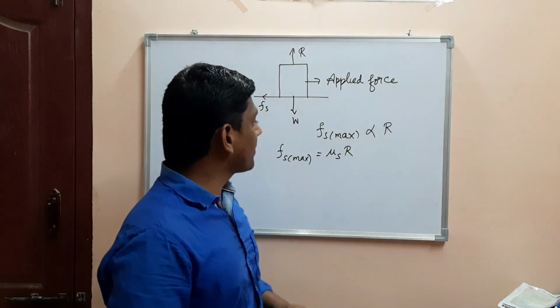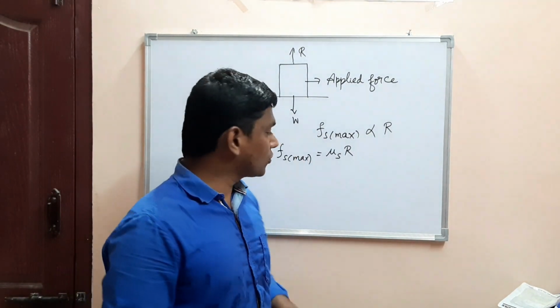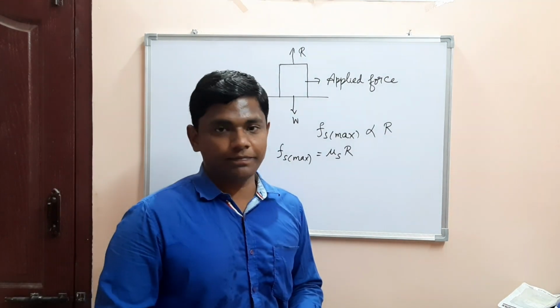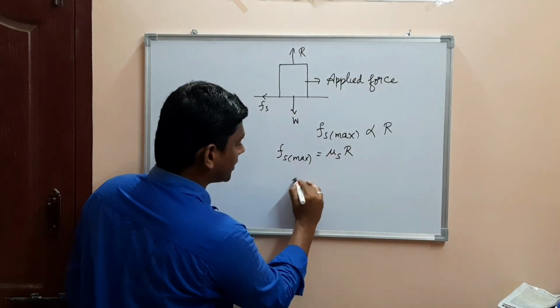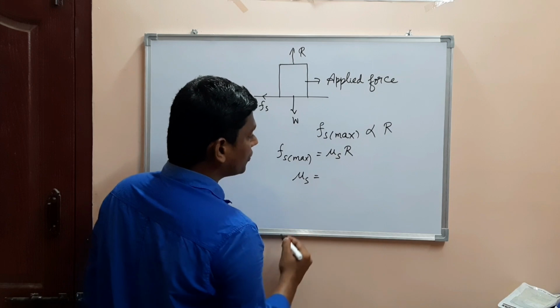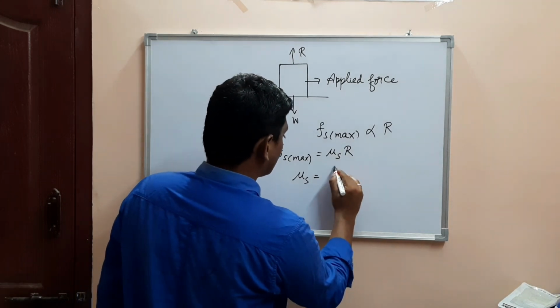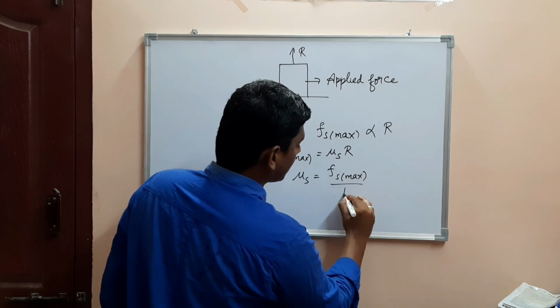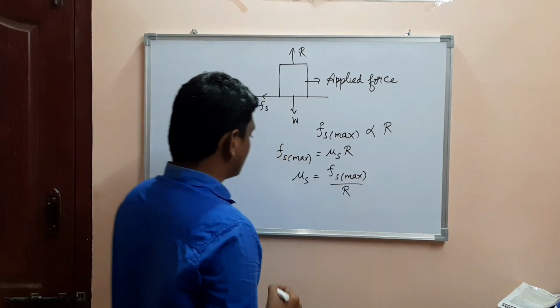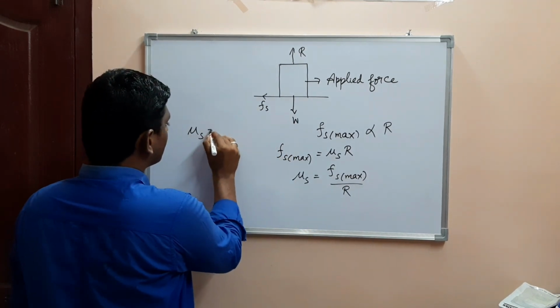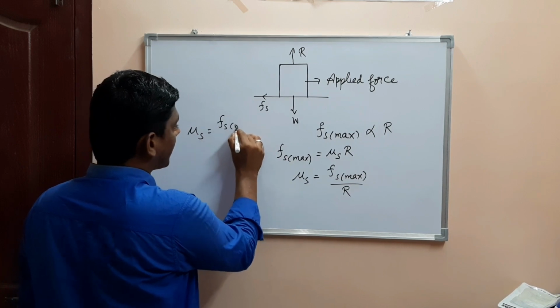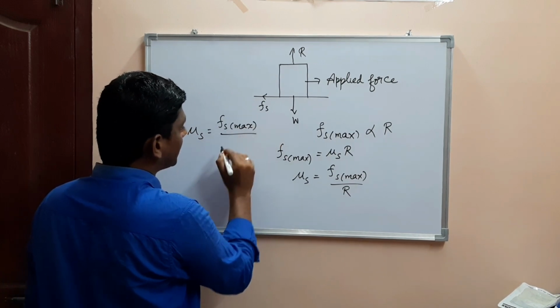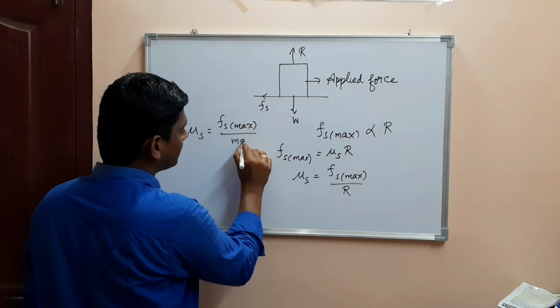Here we are discussing about the static friction only, so I have given the subscript S here. So how to calculate the coefficient of static friction? Mu S is equal to Fs max divided by R. So mu S is equal to Fs max divided by mg.